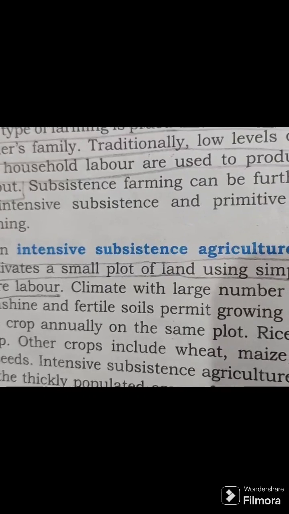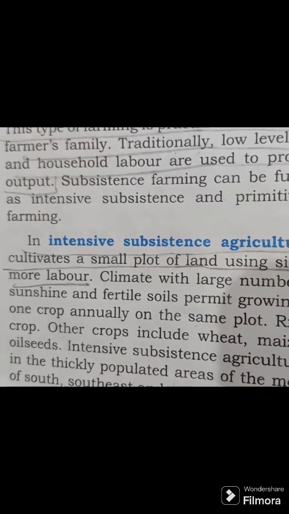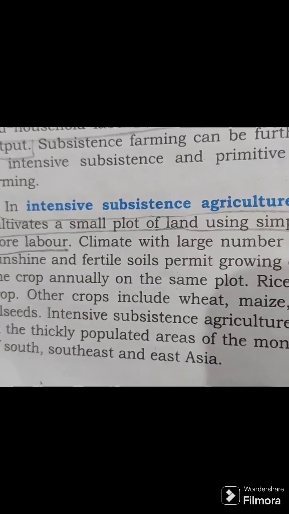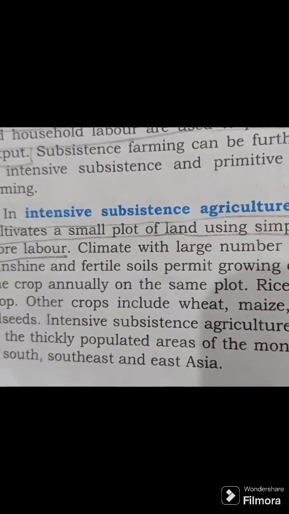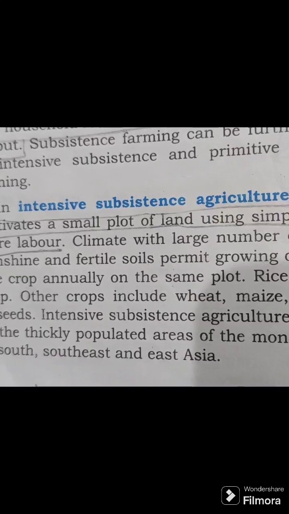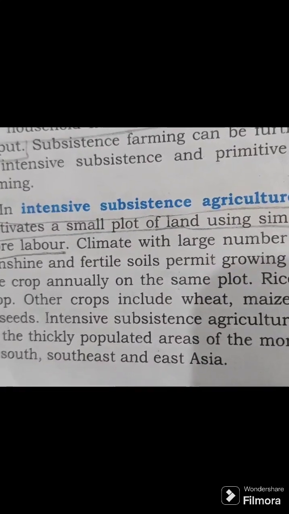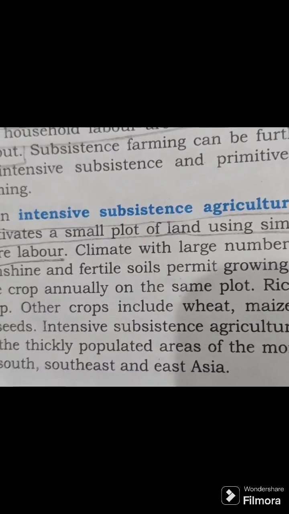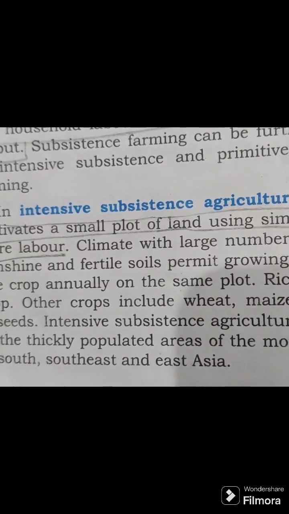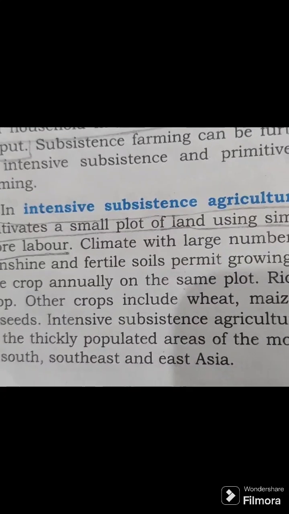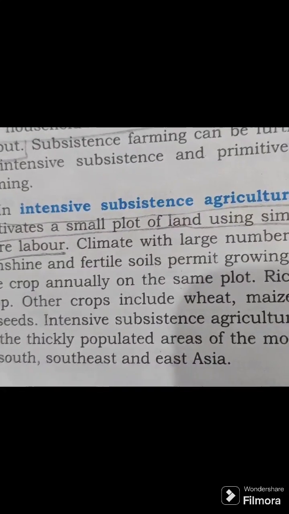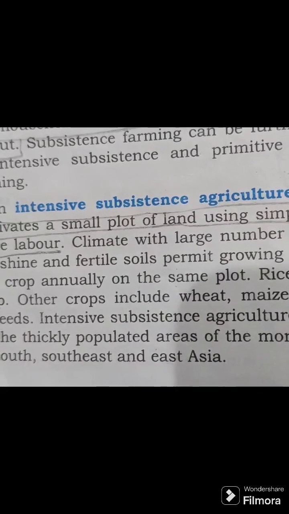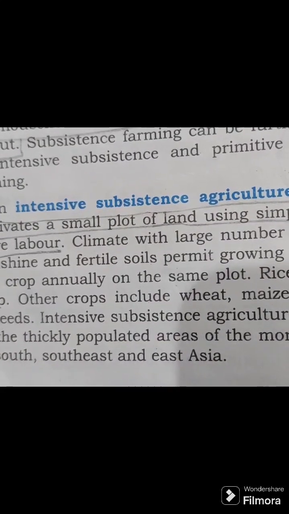In intensive subsistence agriculture, the farmer cultivates a small plot of land using simple tools and more labor. Climate with large number of days with sunshine and fertile soils permit growing of more than one crop annually on the same plot. Rice is the main crop. Other crops include wheat, maize, pulses, and oilseeds. Intensive subsistence agriculture is prevalent in the thickly populated areas of the monsoon regions of South, Southeast, and East Asia.